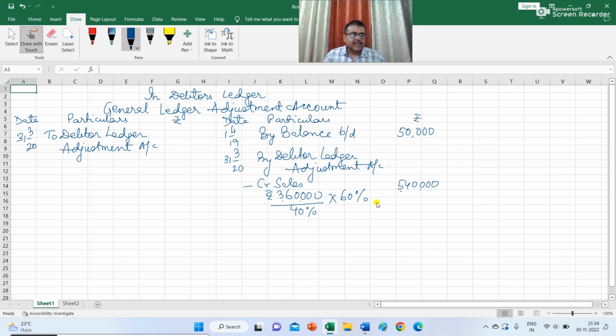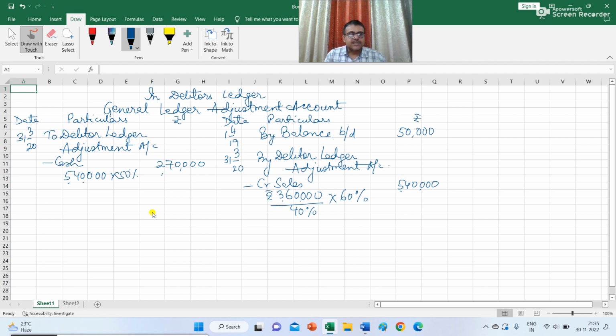Then it is given the cash received from debtors is 50% of your credit sales. So your journal entry will be general ledger adjustment account debit to debtor ledger adjustment, and the amount of cash received is 5,40,000 multiplied by 50%, which gives 2,70,000.